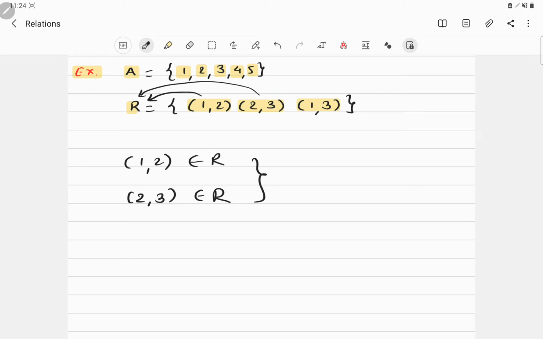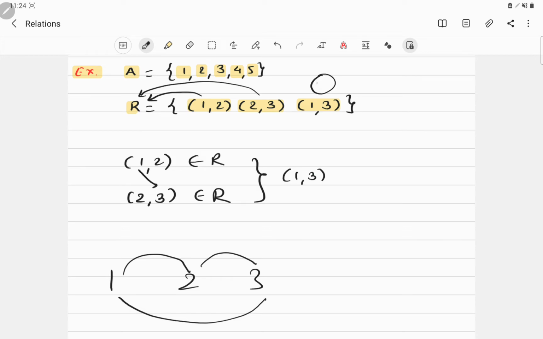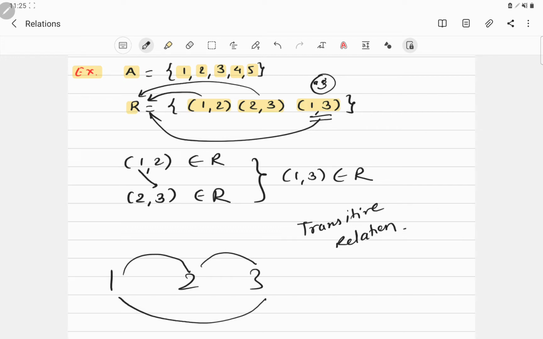So friends, what if I directly join 1 with 3? I am talking about 1, 2, 3. 1 is in relation with 2, 2 is in relation with 3, but whether (1, 3) is part of that relation or not? Yes, it is present in the same relation. So please observe, this (1, 3) also belongs to the same relation. It means this is nothing but a transitive kind of relation. So this is called transitive relation. I hope you got this very simple concept.